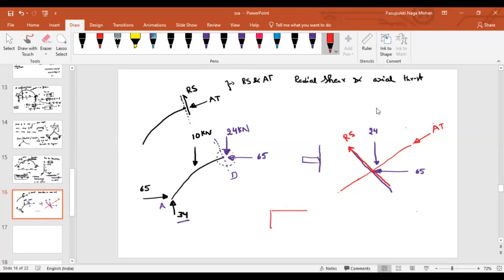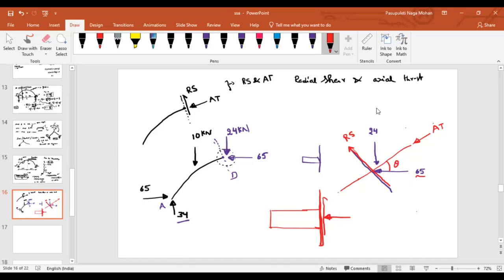If you are getting confused, imagine this is your beam. What will be the direction of your axial force? Like this. If this is your section, the axial force will always be perpendicular to the section. So if this is my section, perpendicular to that I have represented the axial thrust. And parallel to that surface, we represent the shear. As it is a curvy shape, we call it a radial shear. For that we know, let us say this is 65, this is 24. Let us assume that this angle is theta.